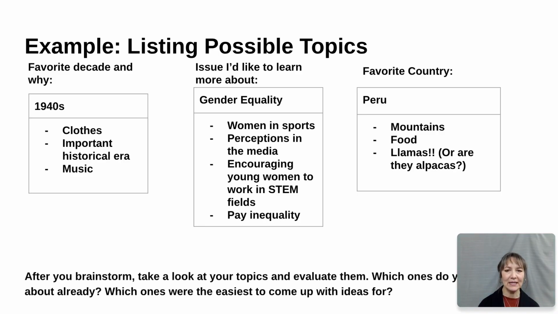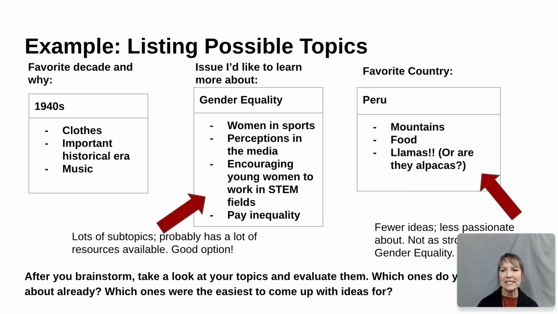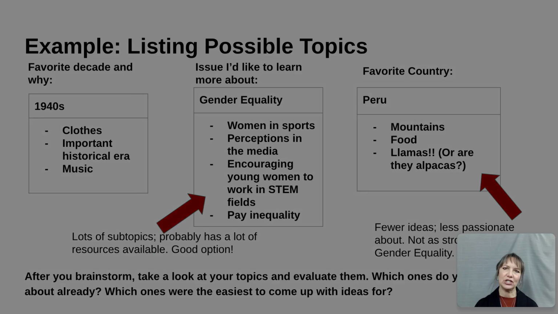After you brainstorm, take a look at your topics and evaluate them. Which ones do you know about already? Which ones are the easiest to come up with ideas for? So when I'm looking at these options, if I take a look at gender equality, there are probably going to be a lot of resources available. There are a lot of subtopics to choose from, and this could be a really good option. As far as Peru, maybe there are fewer ideas. Maybe you're less passionate about it. This seems like maybe not as strong a topic as gender equality.